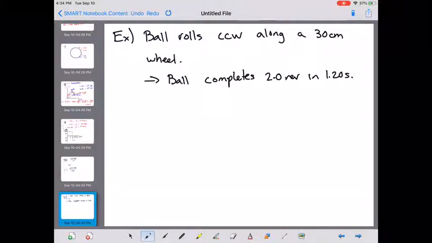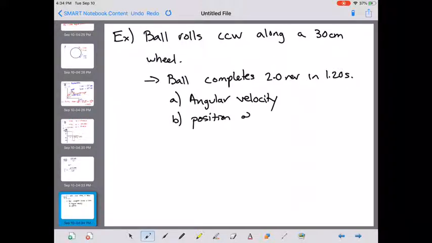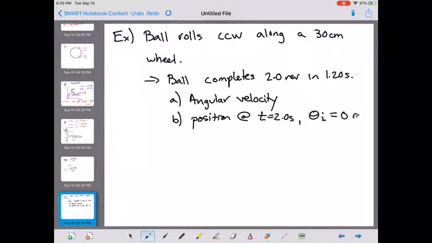So we want to know angular velocity, and we want to know the position at time equals 2 seconds. And our initial angular position is equal to 0 radians. So those 2 things we want to figure out. All right? So let's focus first on part A. Part A, we want to figure out the angular velocity.